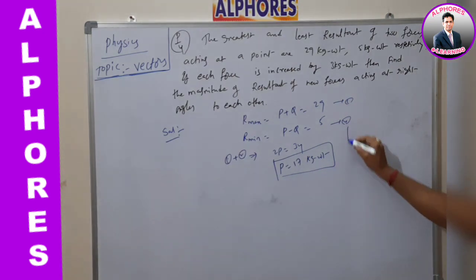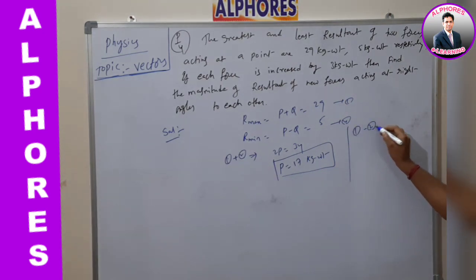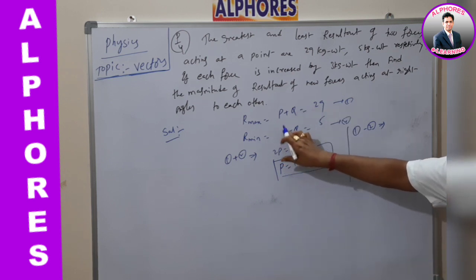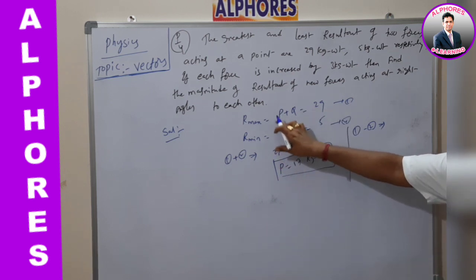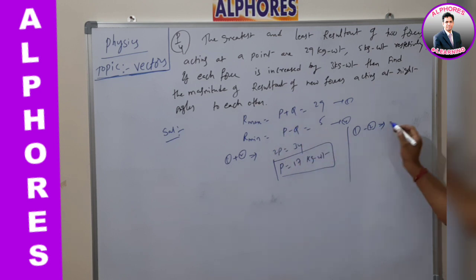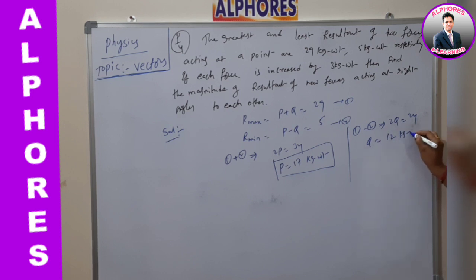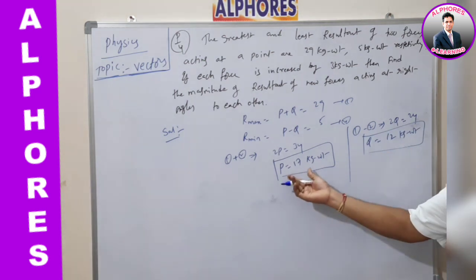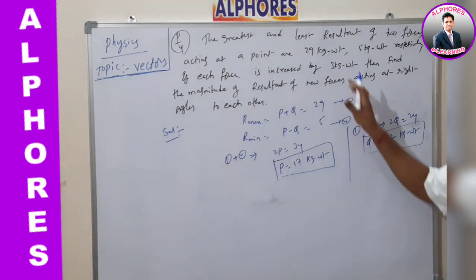Now by subtracting 1 minus 2, how much is it? Please tell me. P minus P, both will cancel together. Q minus of minus Q means 2Q. 2Q is equal to how much? 24. That means Q is equal to how much? 12 kg weight. Now I got the individual forces P and Q according to the given data.